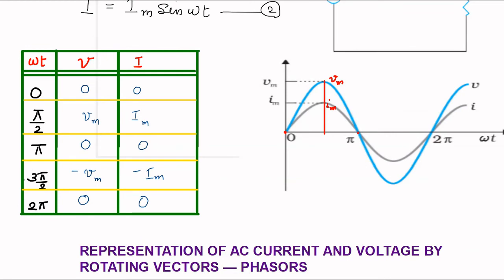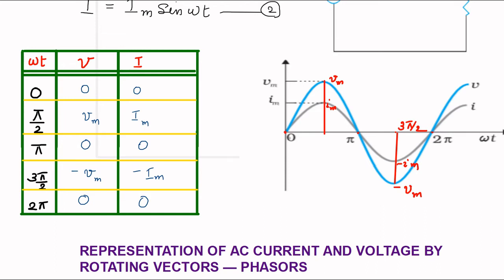When omega t equal to 3 times pi by 2, the voltage and current have maximum value but in the opposite direction. Current is minus Im and voltage is minus Vm. And when omega t equal to 2 pi, again current and voltage are 0.